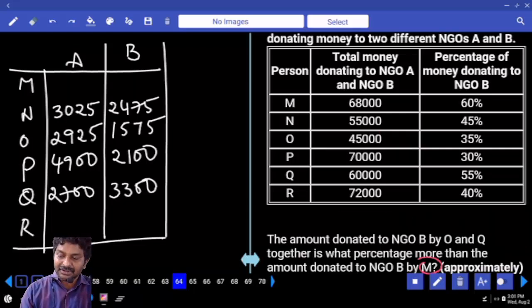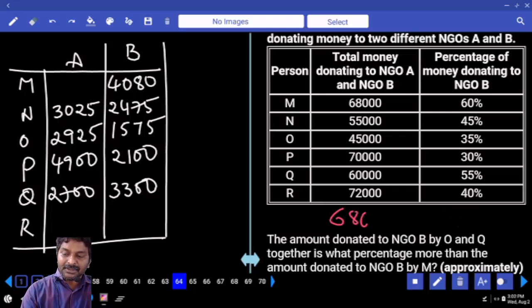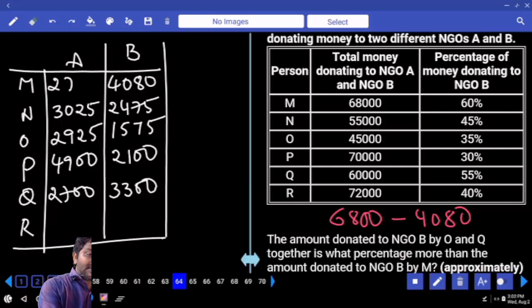That is in A only. Next, and then also you need to get for M. 60%. What is 50%? 3400. 34,000, will write it as 3400. What is 10%? 680. In A, it is difference only. In B, it is sum only. In B, it is 4080. If 4080 is subtracted from 6800, how much you get? 2720. They are in A.